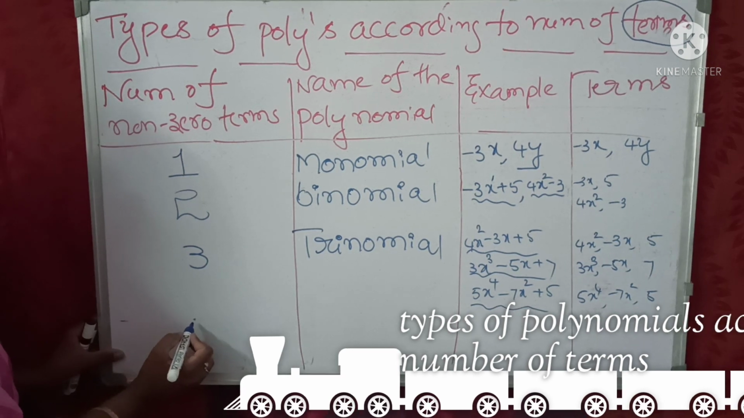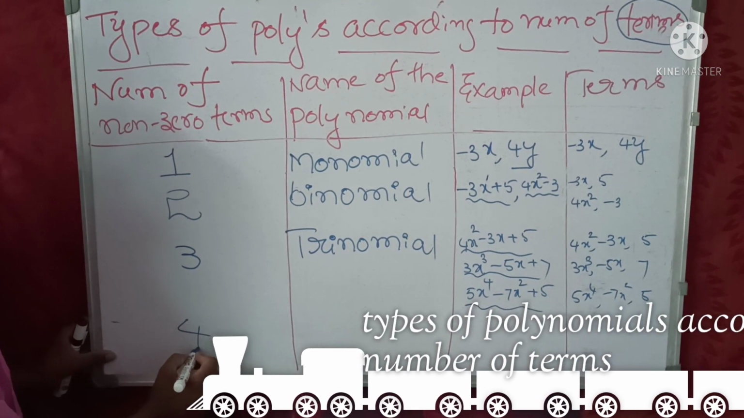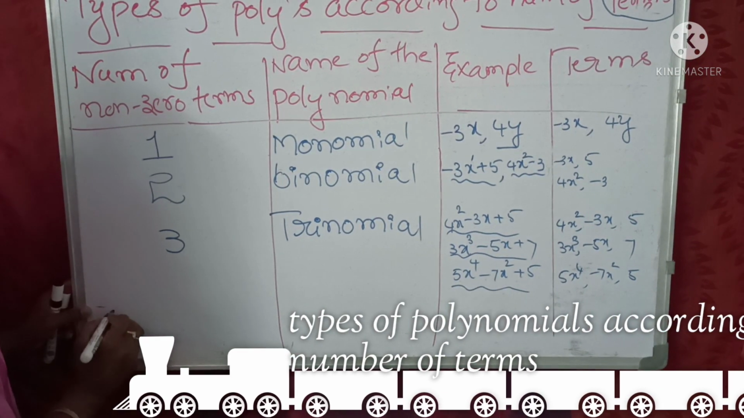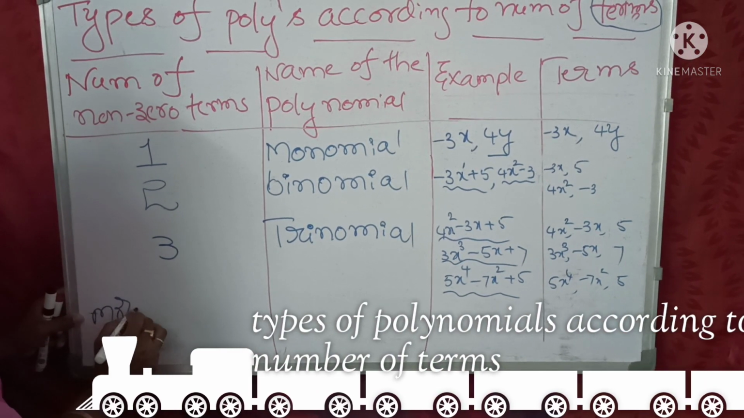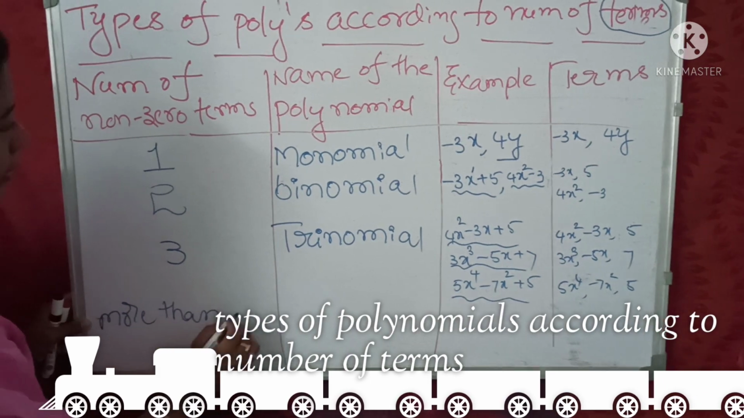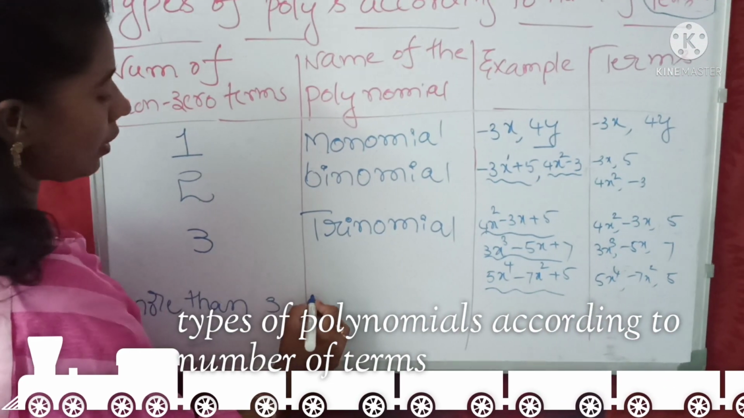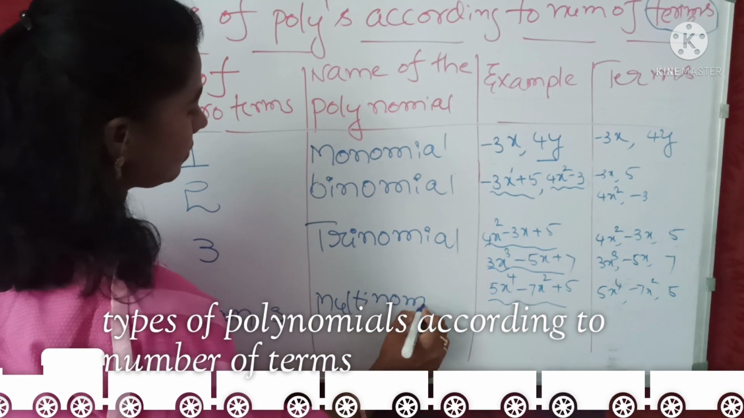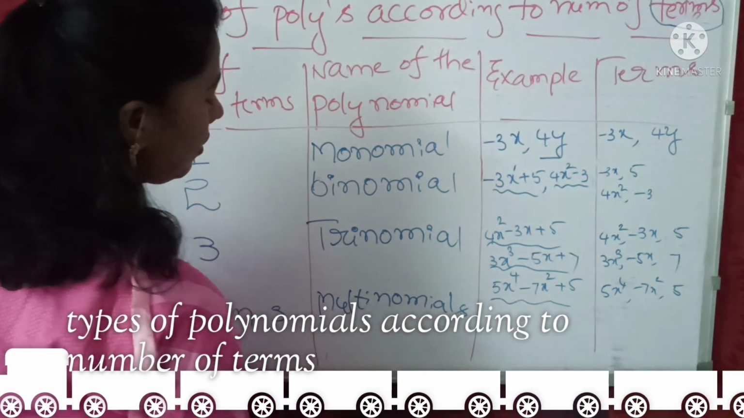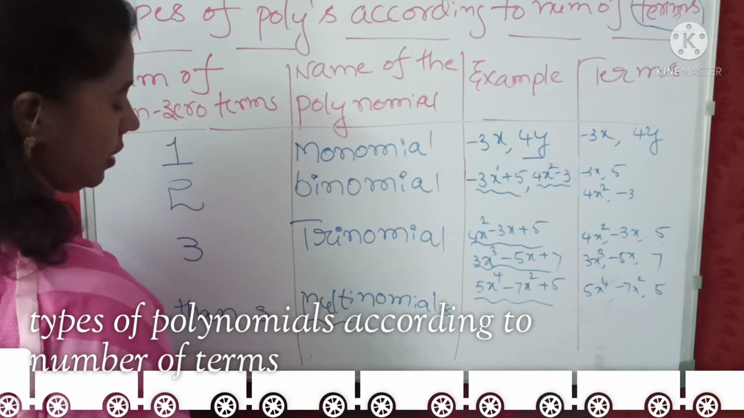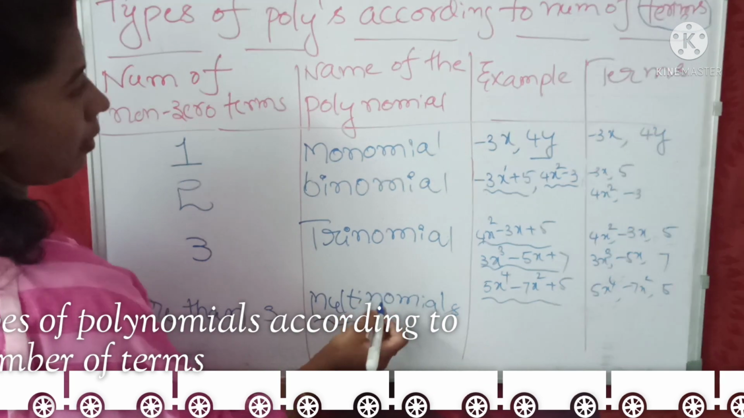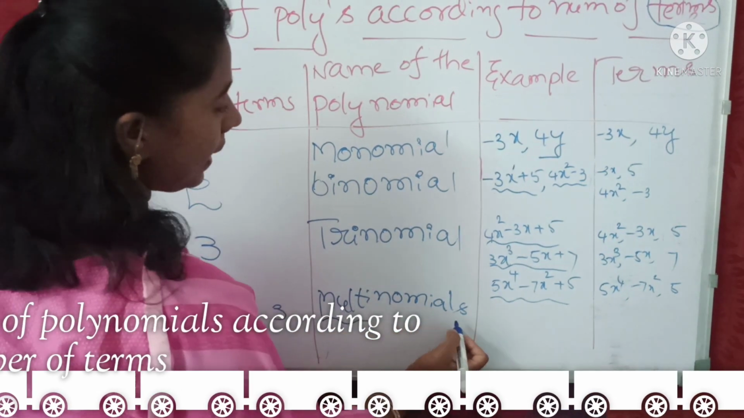And the last, the number of non-zero terms is more than 3. The name of the polynomial is multinomial. Multi means, we know, multi means number of. So a polynomial with more than 3 terms is called a multinomial.